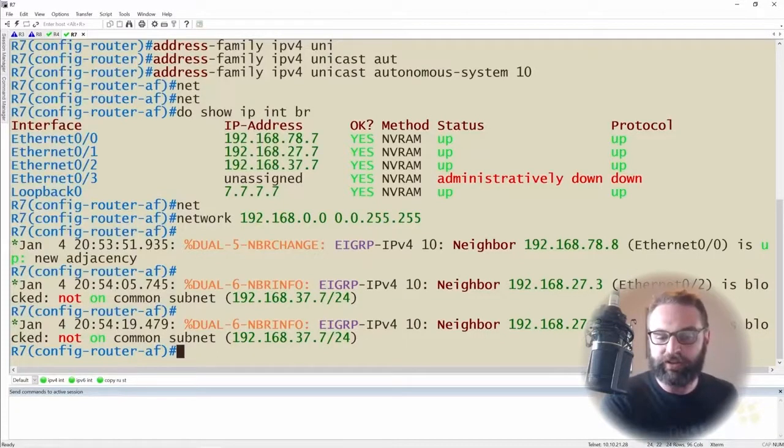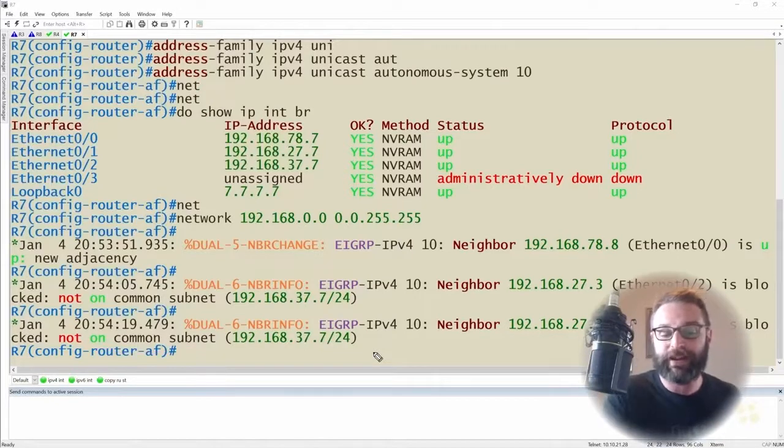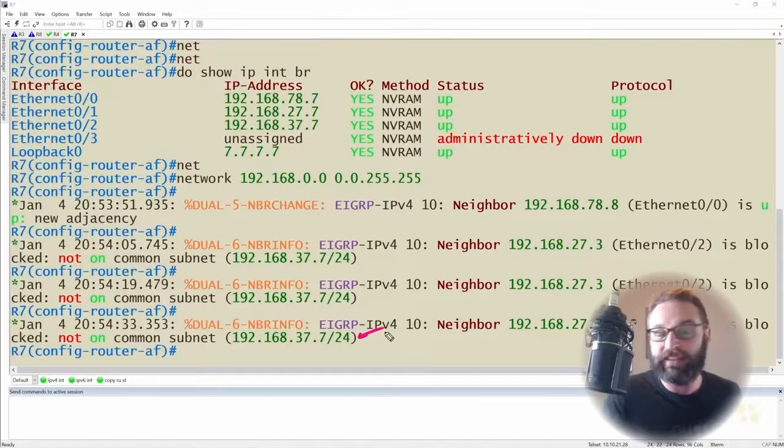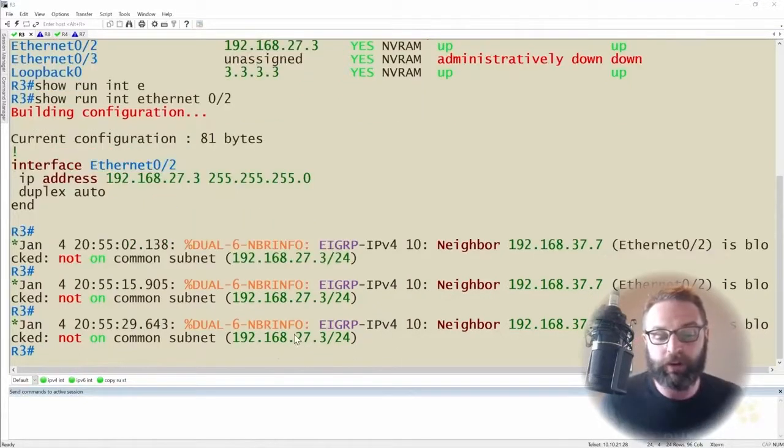But notice the next syslog message that's coming up right here. This adjacency is blocked because we're not on a common subnet. Uh-oh, guess what? This is our next talking point. We need to have a common subnet here. This device thinks it has a /24 subnet. What does router 3 think its subnet is? Well, looking at router 3, it immediately tells me what's wrong: I've actually assigned the wrong IP address to it. It's communicating on 192.168.27 instead of 37.